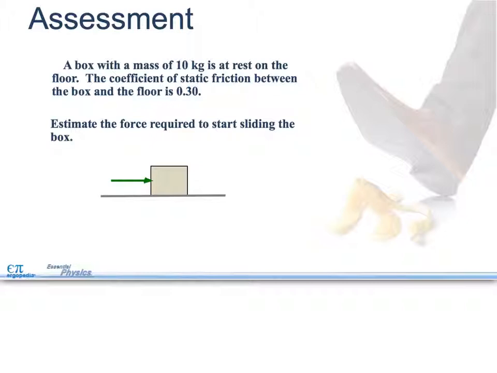A box with a mass of 10 kilograms is at rest on the floor. The coefficient of static friction between the box and the floor is 0.30. Estimate the force required to start sliding the box.